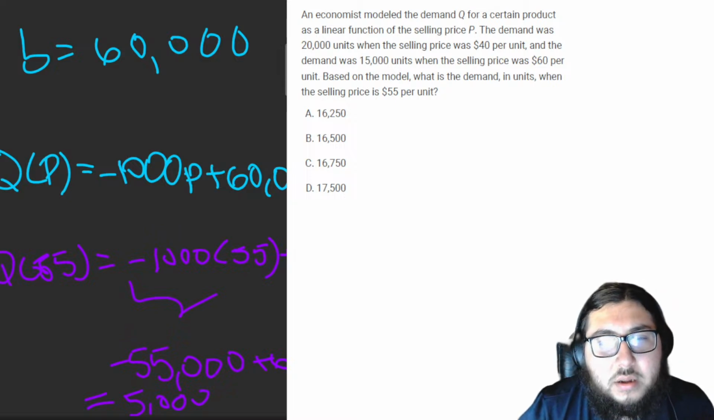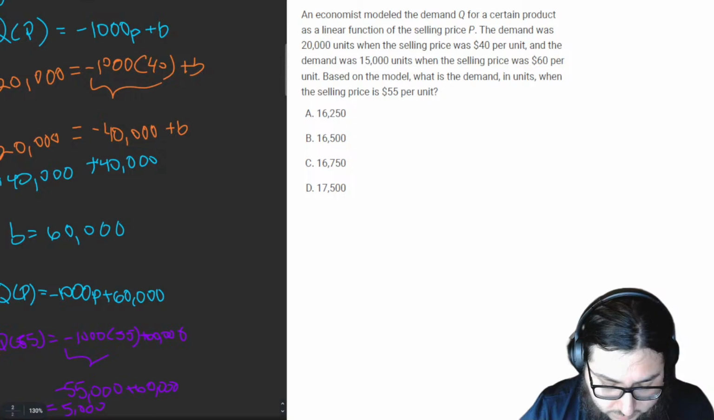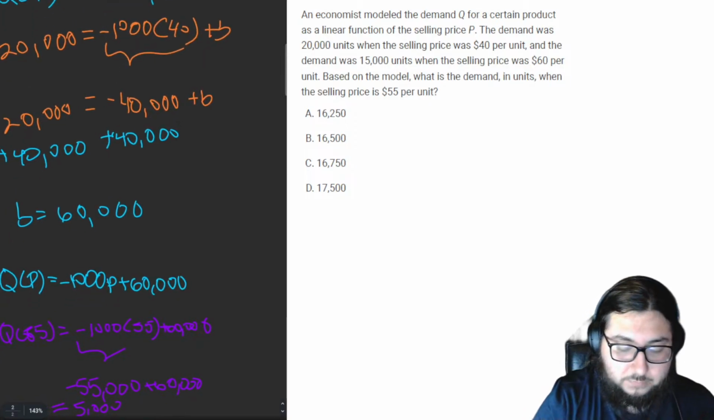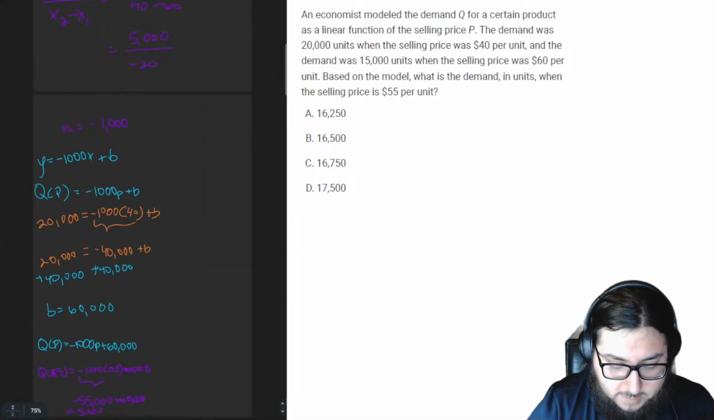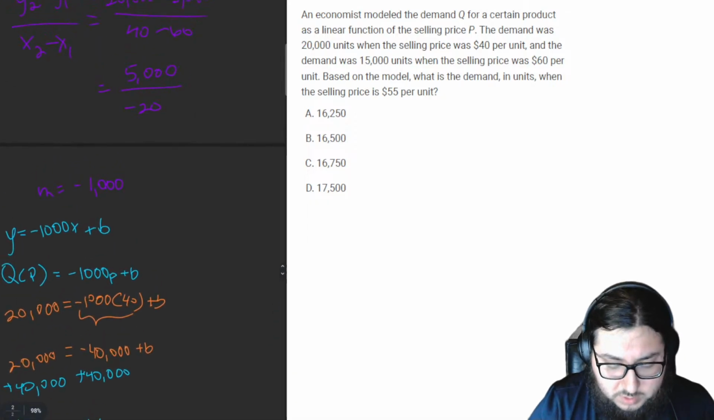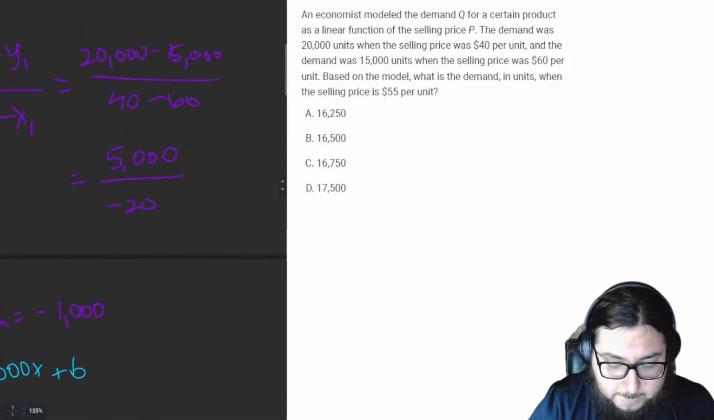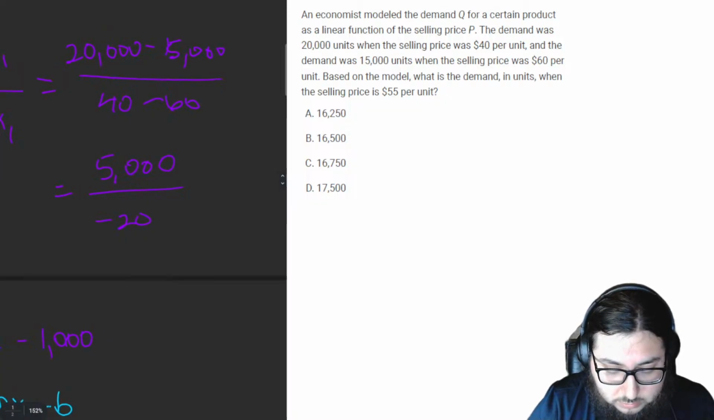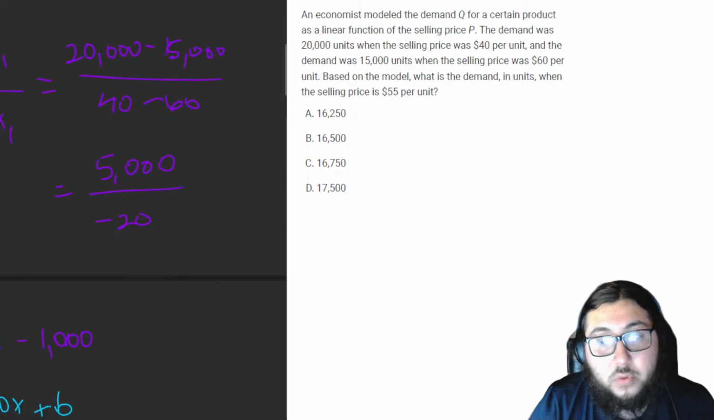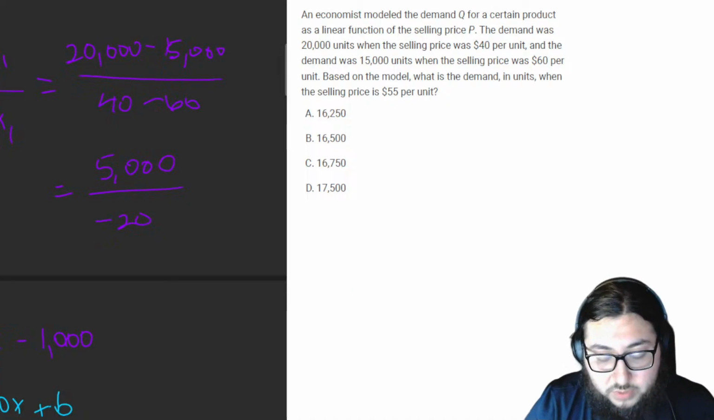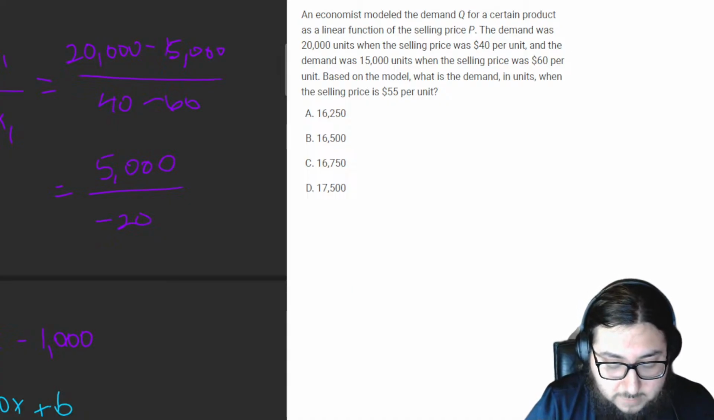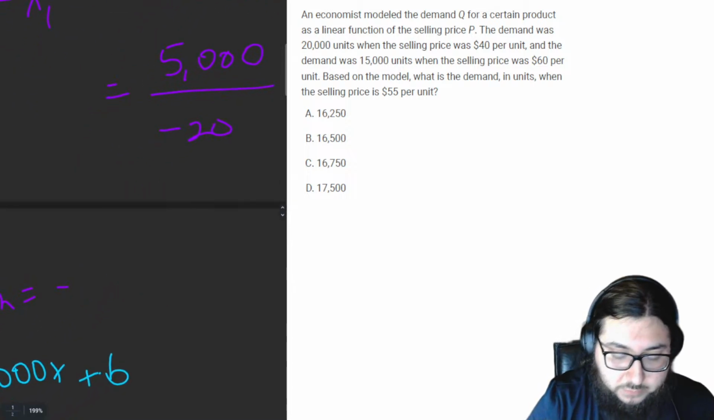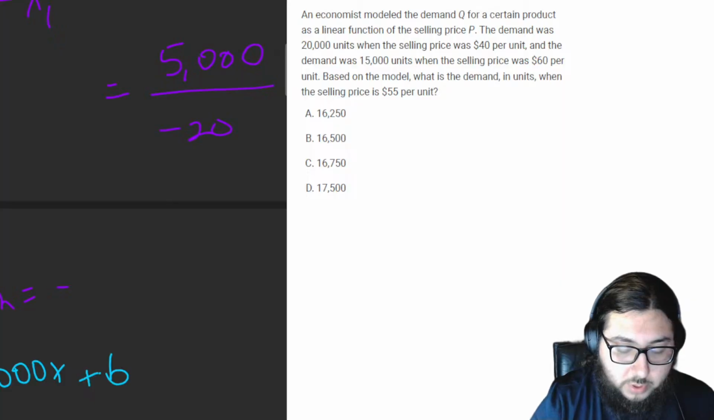That's wrong. Where did we go wrong? Let's see. It should be somewhere between 20,000 and 15,000. So let's see where we went wrong. First of all, did we calculate the slope correctly? Is 5,000 divided by negative 20 negative 1,000? It is not. It is negative 250. That's where we went wrong, guys.